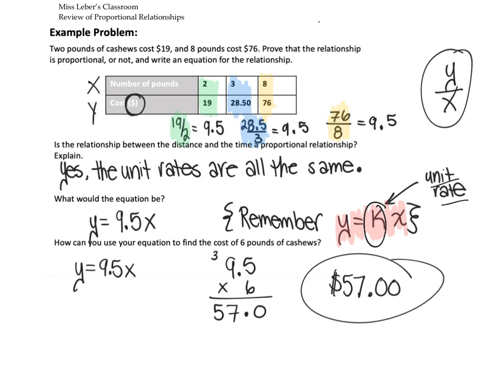And then the third question said, how can you use your equation to find the cost of 6 pounds of cashews? Well, since the pounds was the x, I'm going to go ahead and multiply my unit rate by 6, plugging that 6 in for the x right there. And then remember, units are super duper important, so it would be $57.